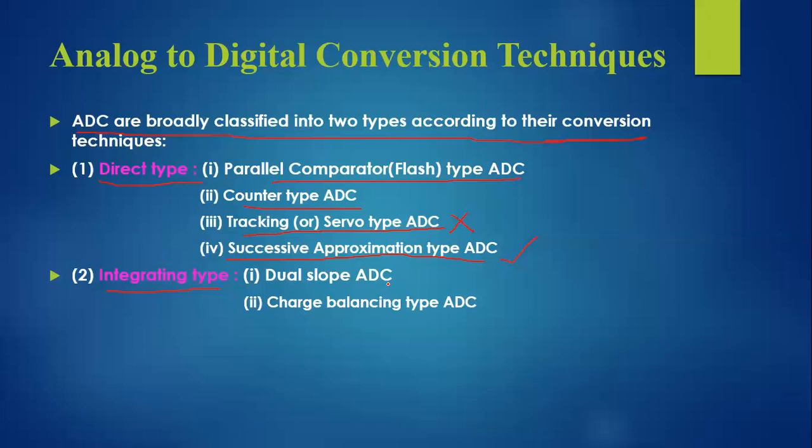Here we have two types of integrating type A to D converters. First one is dual slope, second one is charge balancing type A to D converter. According to our syllabus, we are going to learn about the dual slope A to D converter in this presentation, and the charge balancing type is not much required for us.